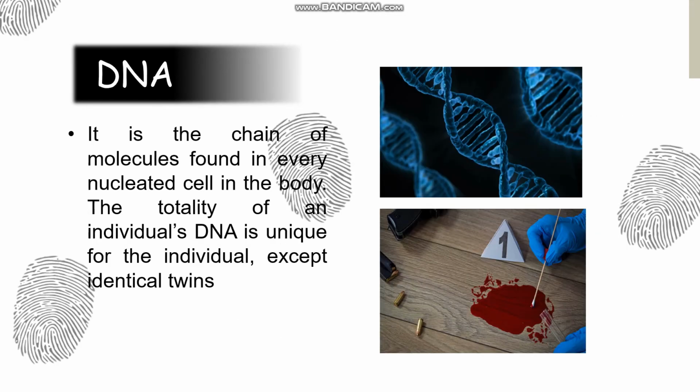Next, the DNA. So, alam naman natin yan lahat. Even sa mga teleserye sa TV, diba? DNA yung solusyon para malaman kung sino ba yung totoong anak, diba? Kung ito ba ay ampon, kung ito ba ay hindi ko anak, and so on. So, through the use of DNA, again, it is the chain of molecules found in every nucleated cell in the body. The totality of an individual's DNA is unique for the individual except identical twins. So, sabi dyan, diba, the totality of individual's DNA is unique for every individual except kung identical twins yan.